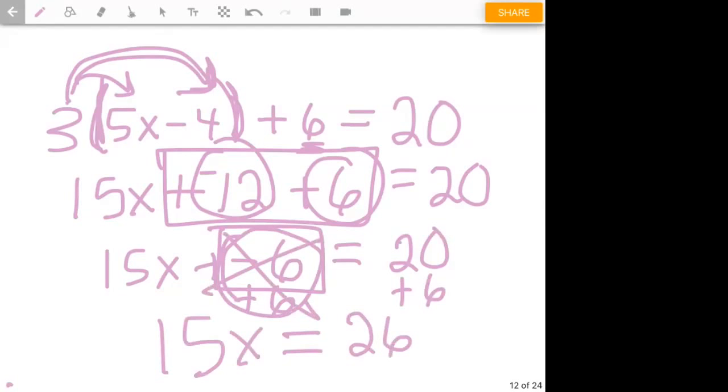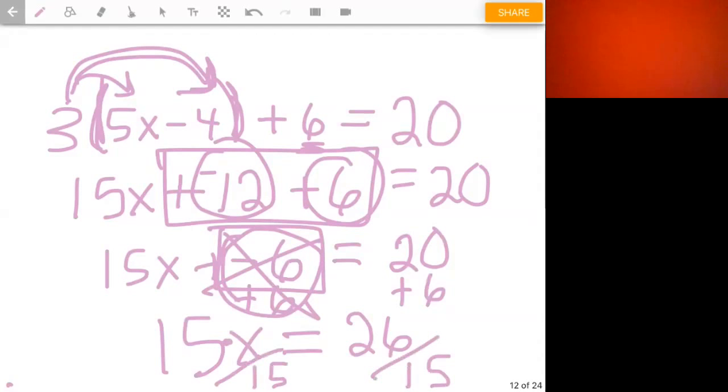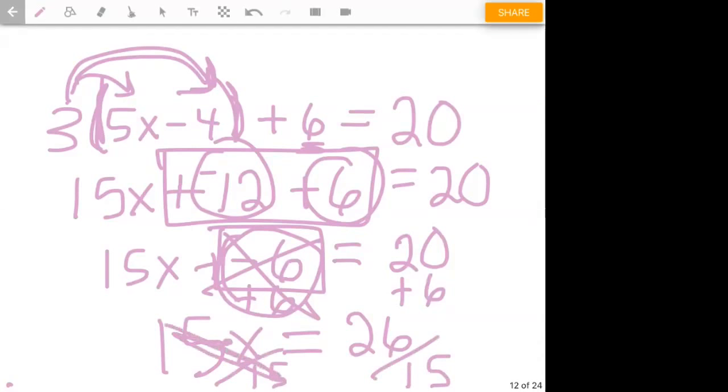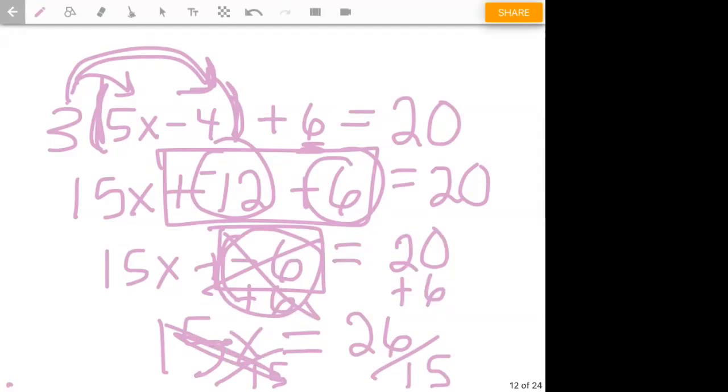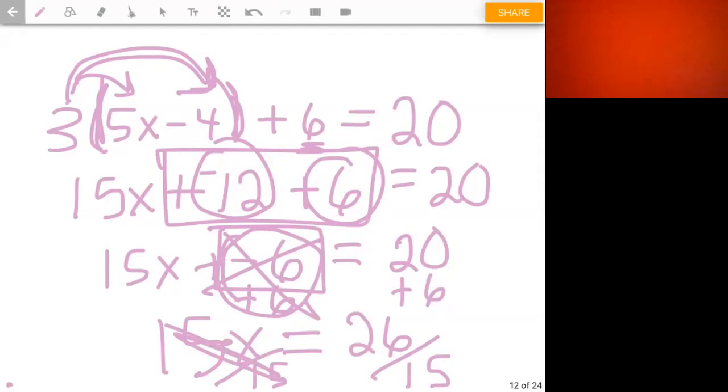So now we're down to 15x equals 26. Well, x is not going to be a nice number. So we want to undo this multiplication. To undo multiply, you divide. So we're going to divide by 15 on both sides. Because what's 15 divided by 15? It's 1. Good. So we have 1x, which is really just x.